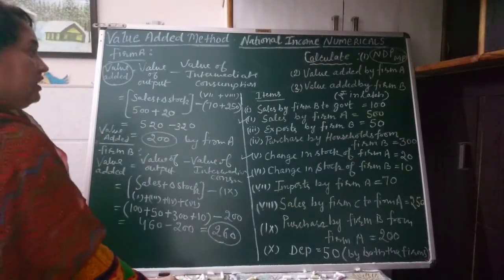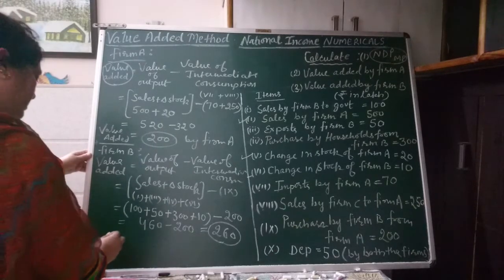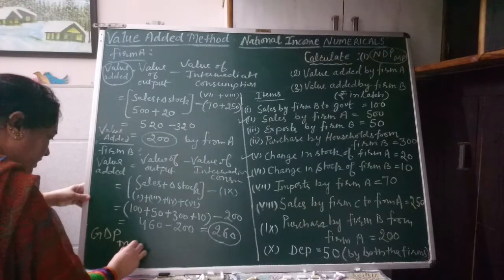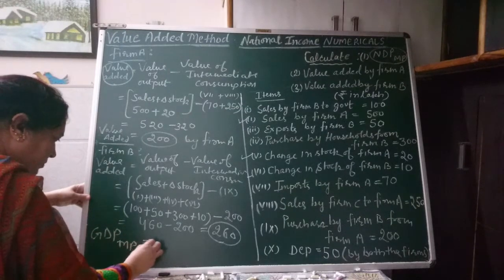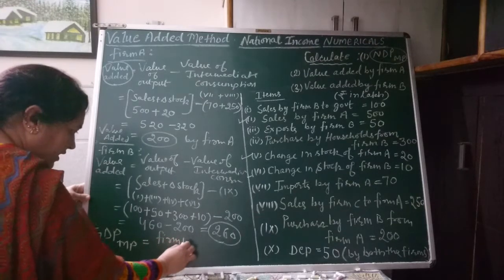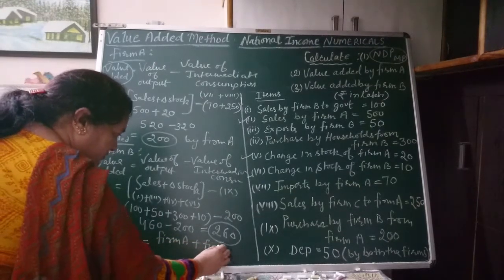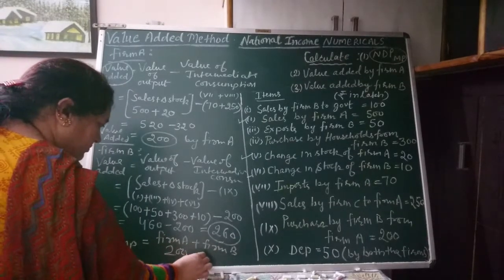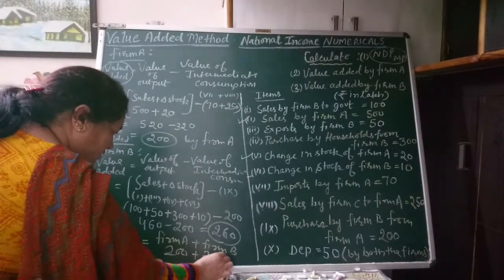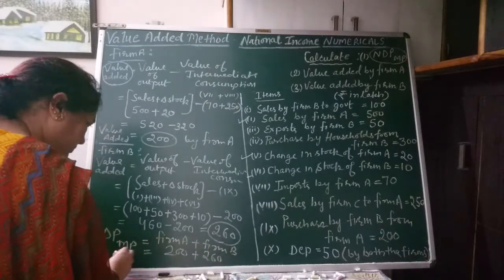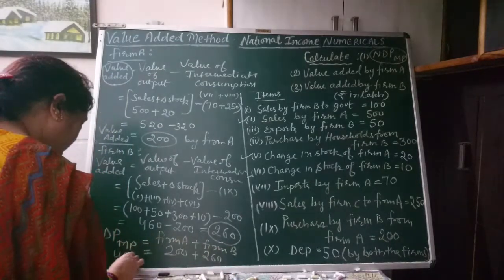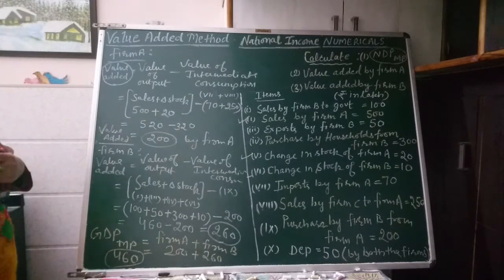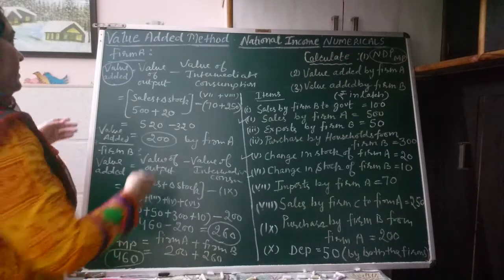Now we have to calculate NDP at MP. So value addition by both the firms means GDP at MP by firm A plus firm B. Firm A's value addition is 200, B's value addition is 260, so it would be equivalent to 460. So 460 is the value addition by both the firms, and we have to calculate NDP at MP.